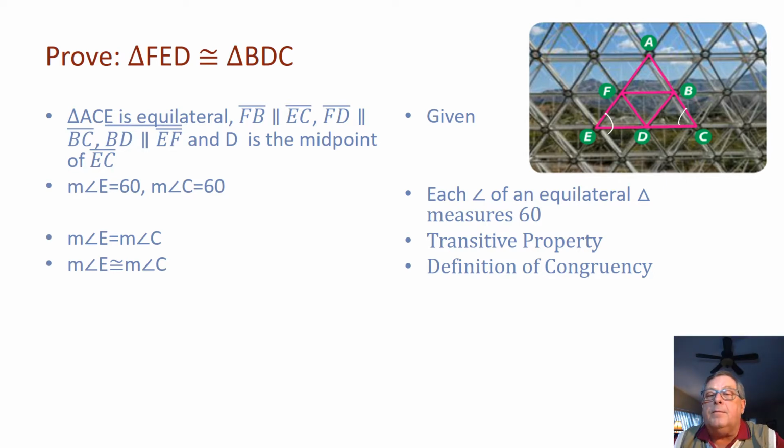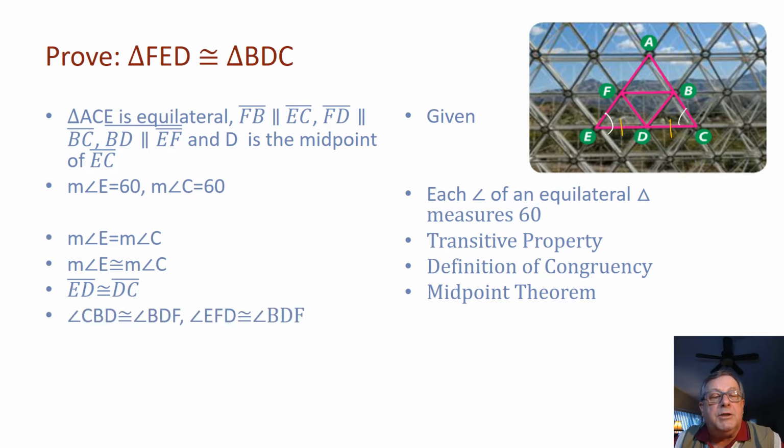All right, now segment ED is congruent to segment DC. And why is that? Well, we've been told that D is the midpoint of EC, and that being the case, ED is congruent to DC. That's the definition of the midpoint theorem. Okay, now we're going to start looking at some different angle relationships. Let's see, angle CBD.